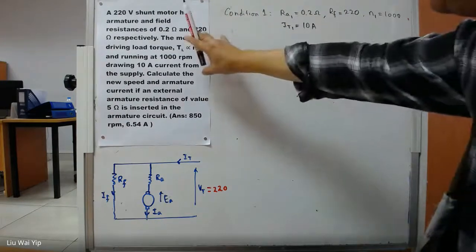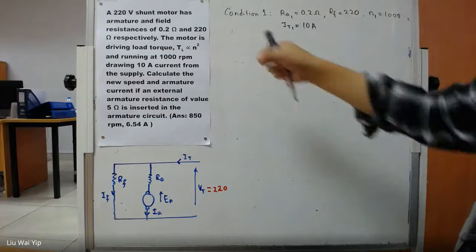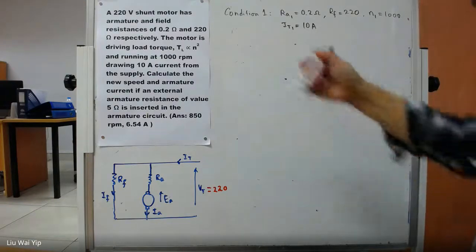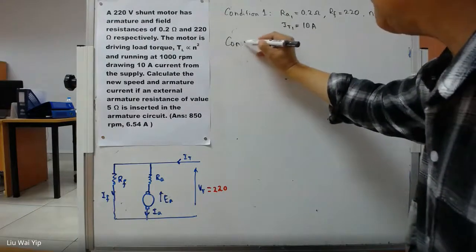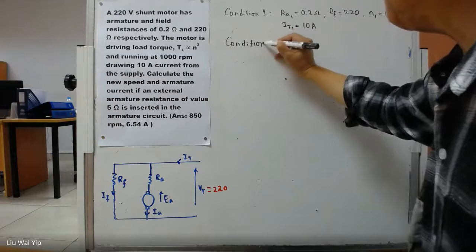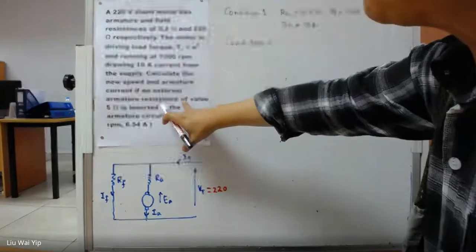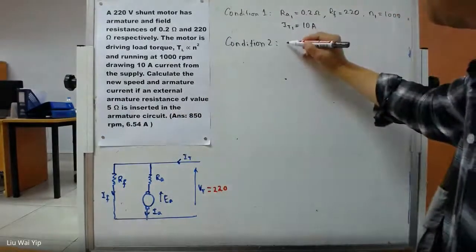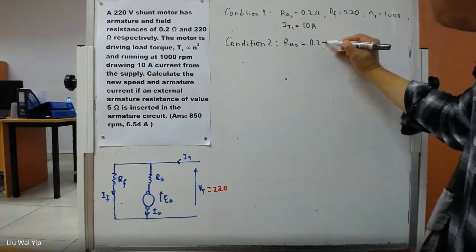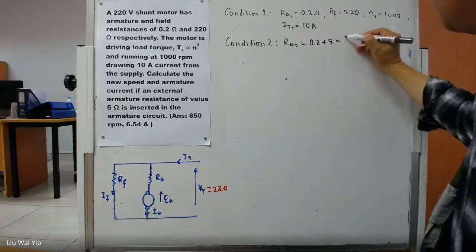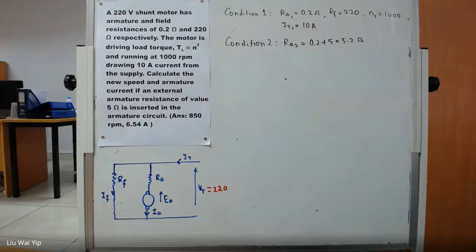In the first condition, this is what we have. We are given by the questions, sorry. Now, the second condition is the armature resistance is going to change to what value? 0.2 plus 5. So you get 5.2 ohm here. So these are the conditions.